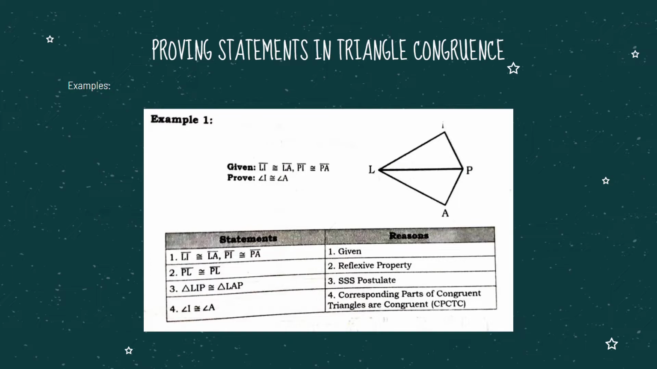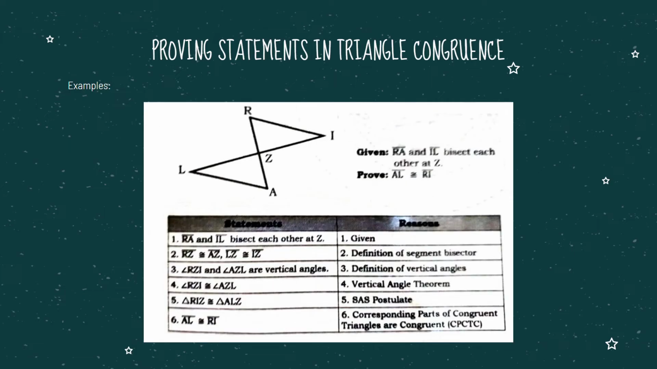Number 2, line segment PL is congruent to line segment PL, which is itself, for the reason that it is the reflexive property. Number 3, triangle LIP is congruent to triangle LAP, for the reason SSS postulate, which is the side-side-side postulate. Number 4, angle I is congruent to angle A, for the reason corresponding parts of congruent triangles are congruent, or CPCTC. Let's look at another example.